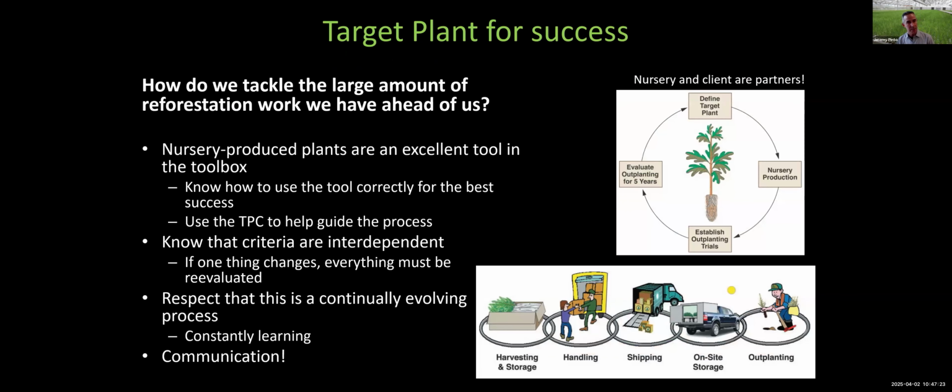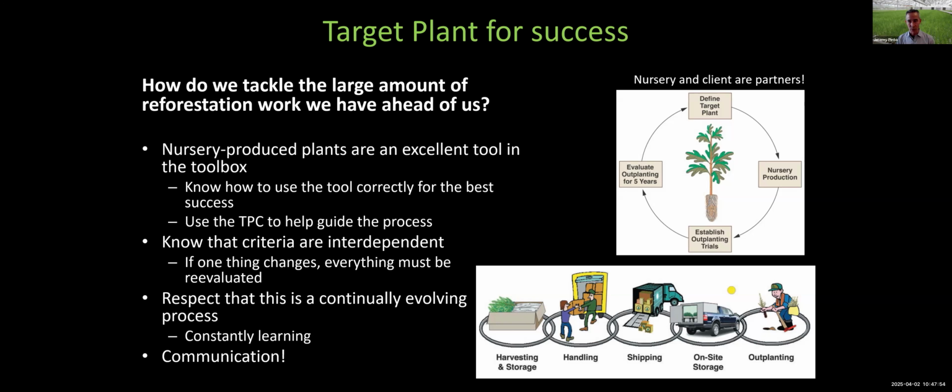So I'm going to try and wrap up. Target plants for success. The nursery stage is super, super important. Identifying quality attributes is also super important. The target plant concept is a great tool to help us through some of these stages and choosing stock types and whatnot. And then I want to say, realize that all this stuff is interdependent. When you get changes that happen even from the seed stage to the nursery stage, it affects everything downstream.